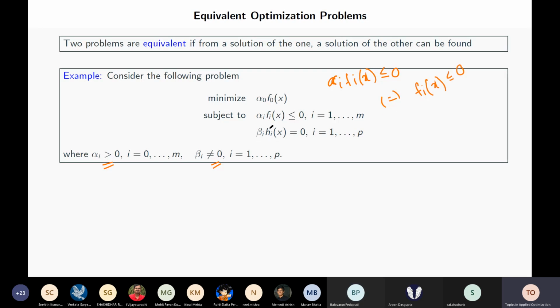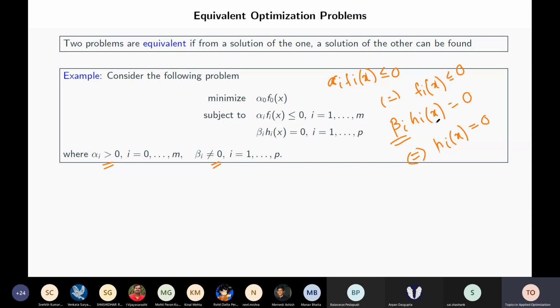And beta I is given to be non-zero. If you look at this equality, we know that if beta I is non-zero, we can divide by beta I. So this is the same thing as saying that hi x is equal to 0. And I'm saying equality because I can also go back: I can multiply by beta I on both sides and it doesn't change anything. The same thing happens here. If I multiply by some positive scalar value alpha I, the inequalities don't change. So they are exactly equivalent problems.